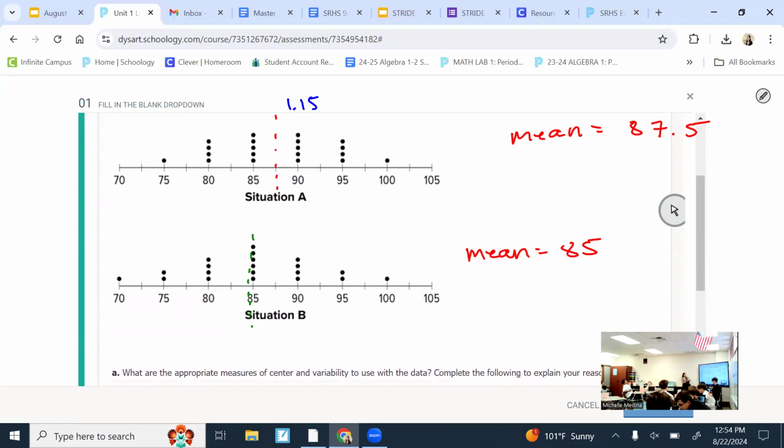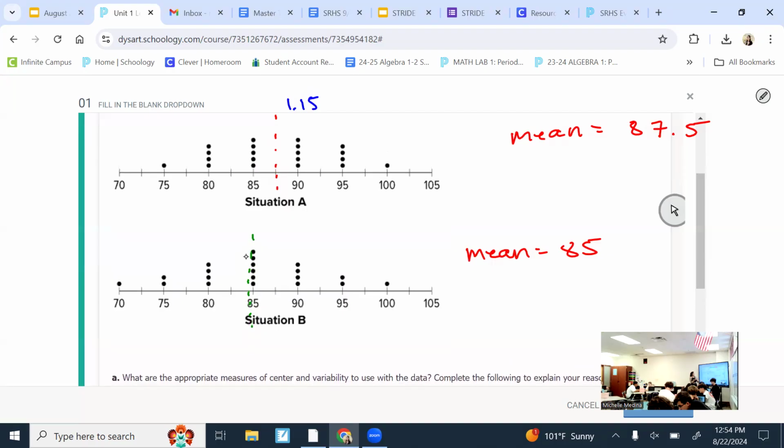That means which one is more spread out. So what do you guys think? Which one's more spread out? This one goes from 75 to 100, and this one goes from 70 to, oh wait, yeah, 70 to 100. So that's a little more spread out. So that's what I'm going to go with. You could really do the math to know for sure.